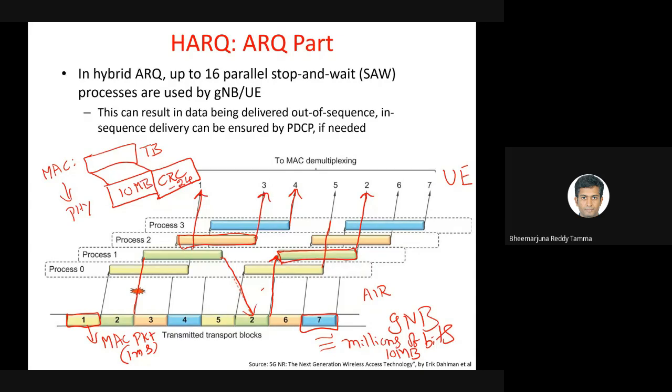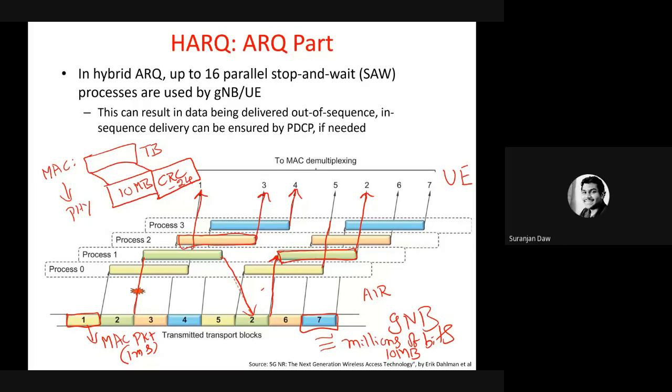And if the CRC check fails, then what I have to do is retransmit the entire 10 megabytes. But it may not be the case that all 10 megabytes actually got corrupted over the transmission. Maybe 10 bits out of 10 megabytes got corrupted. So what could be done to reduce the overhead of retransmitting the entire 10 megabytes?